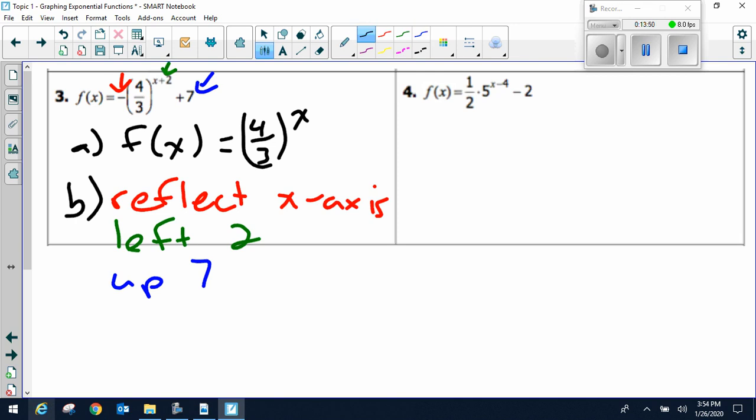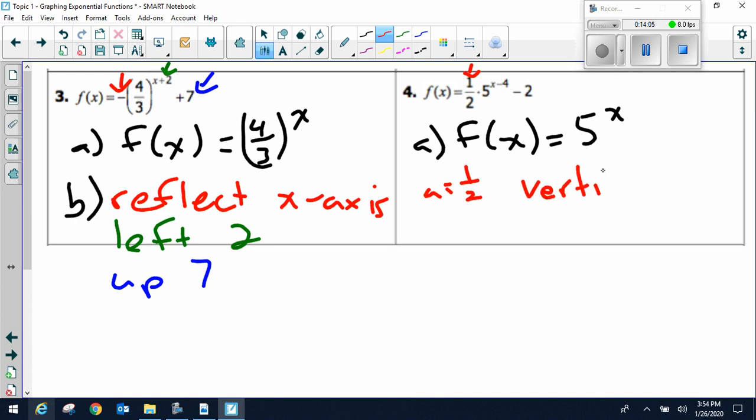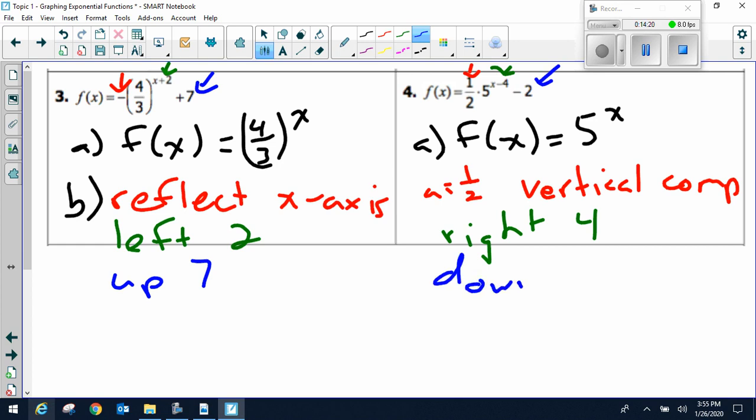Okay. Number 4, let's start with our parent function. It's f of x is equal to 5 to the x. Okay. You have an a value in here, the 1/2. A is going to be a vertical compression. Your negative 4 up here is going to actually shift it right 4 units. And the negative 2 back here is going to shift it down 2.